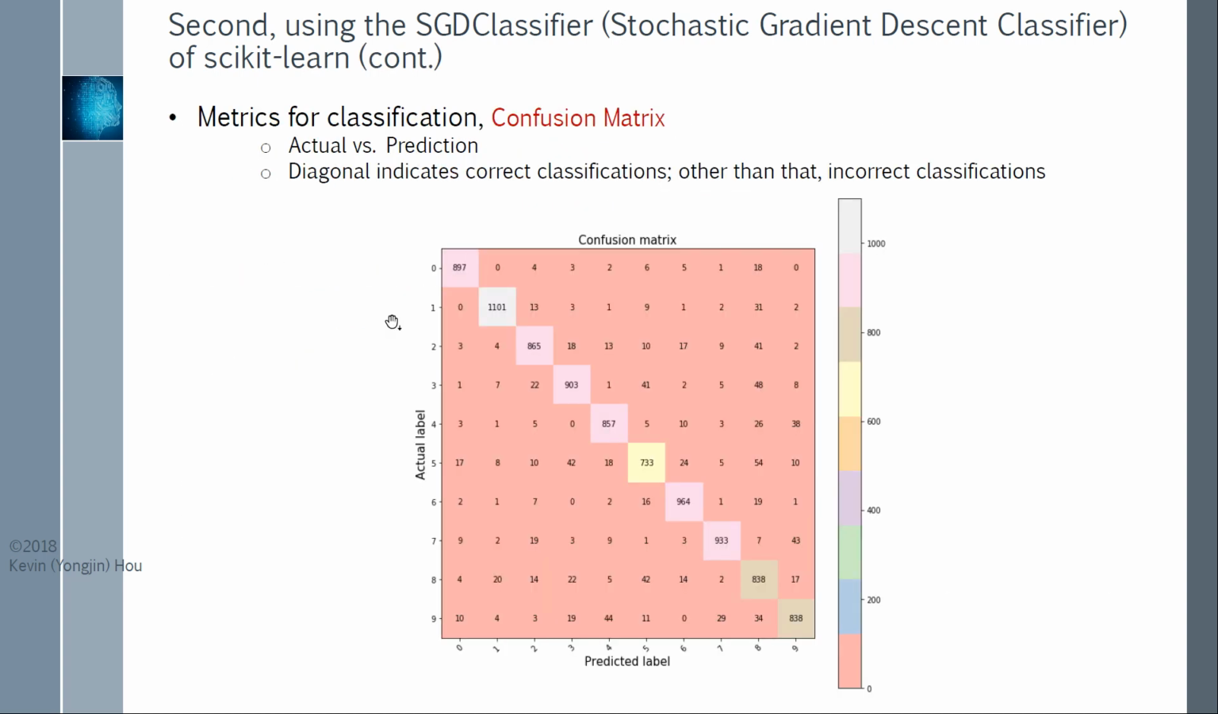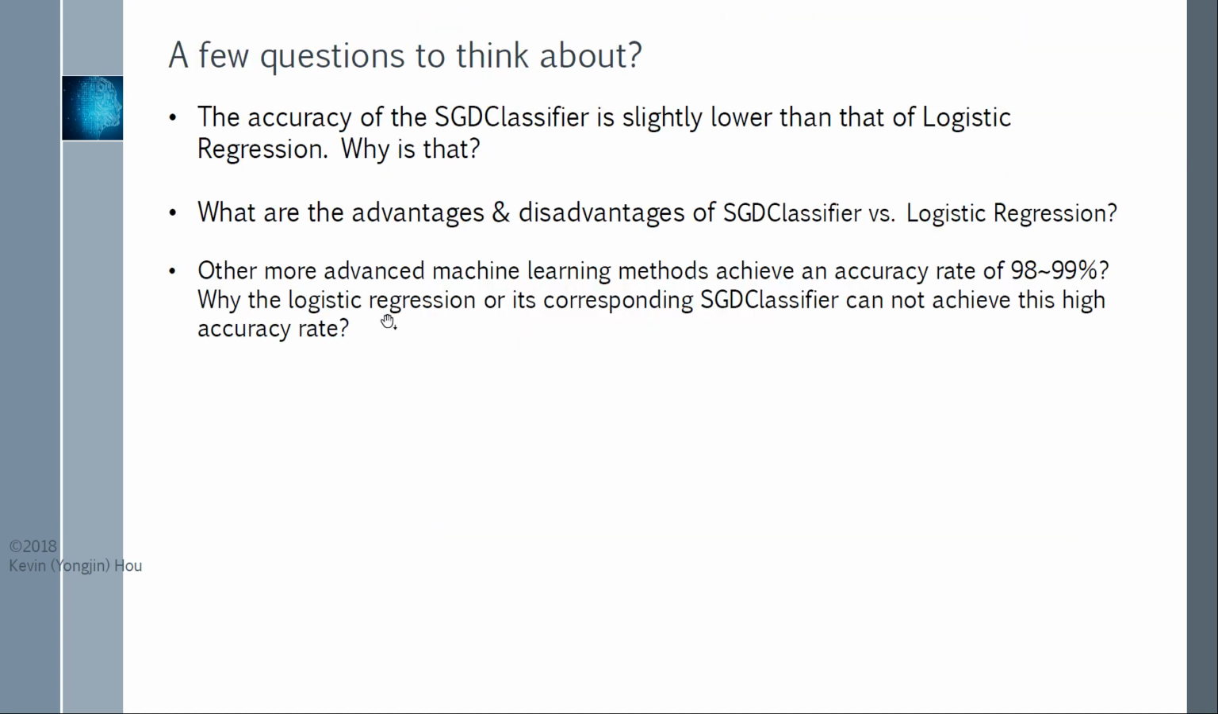So this pretty much concludes the example of running the code to train and predict to get a sense of performance of the classifier, actually two classifiers, the logistic regression and the SGD classifier, the equivalent of the logistic regression, with scikit-learn. So now we probably have a few questions to think about, right?